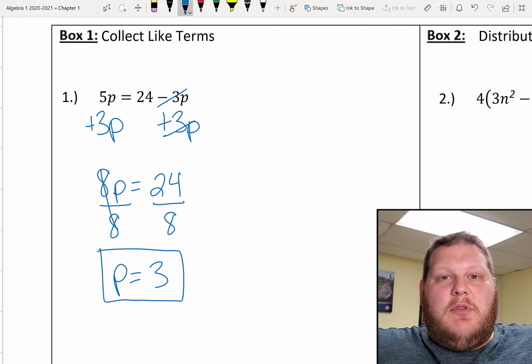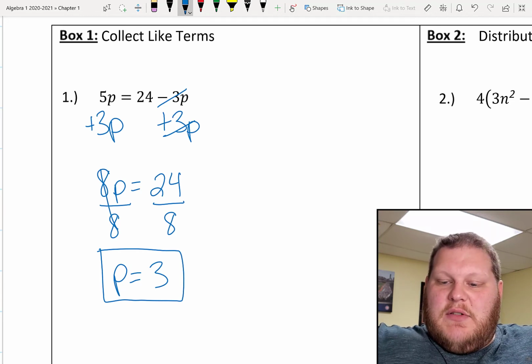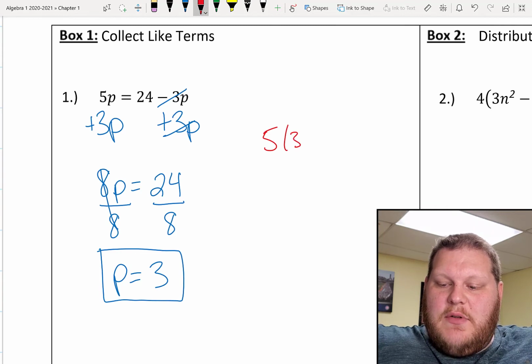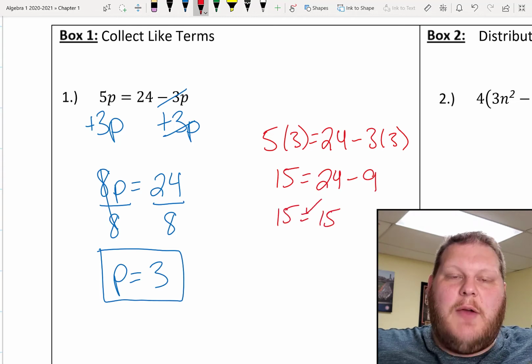Especially when you have variables on both sides of your equation, you're going to want to check your solution, plug it back into the original, and make sure that it gives you a true solution. So in this case, if I was going to do that, 5 times 3 equals 24 minus 3 times 3, 15 equals 24 minus 9, which does come out to be equal.